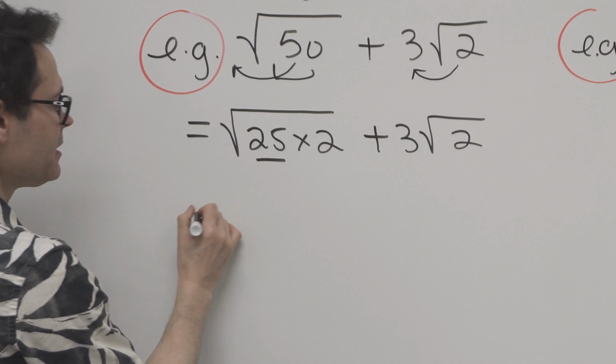And now these radicals are like, because the number under the radical is the same, and so are the indices. This is the square root, this is the square root. I can't combine a square root with a cube root, okay? And so that allows me to then add the coefficients. So 5 plus 3 is 8, and 8 root 2. And there's the final answer, okay?